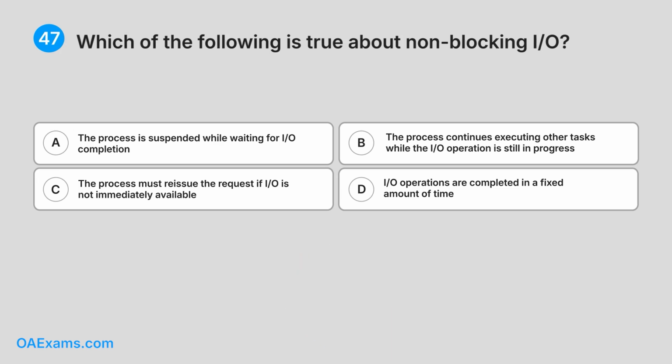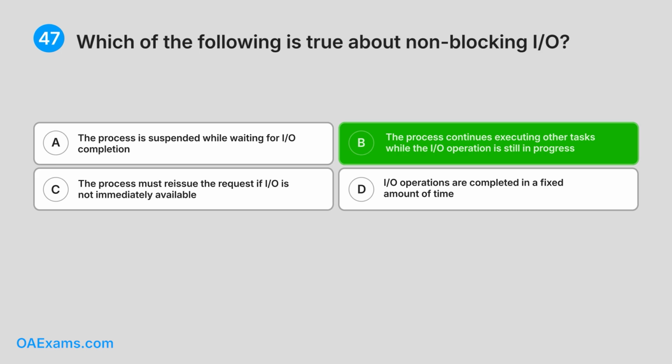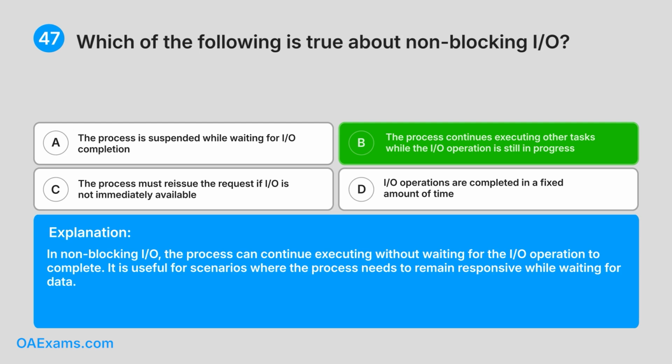Correct answer, B. The process continues executing other tasks while the I/O operation is still in progress. Explanation. In non-blocking I/O, the process can continue executing without waiting for the I/O operation to complete. It is useful for scenarios where the process needs to remain responsive while waiting for data.